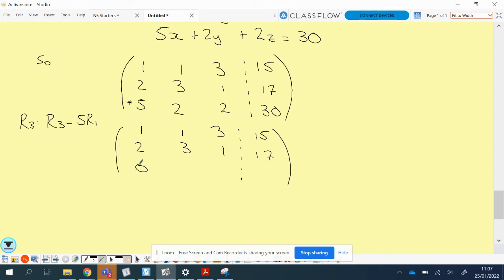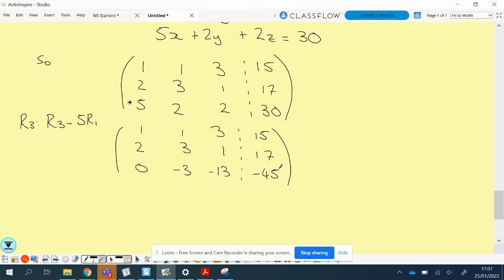2 take away 5 lots of 1. That's 2 take away 5, which is minus 3. 2 take away 5 lots of 3, or 5 lots of 3 are 15. 2 take away 15 is minus 13. And 30 take away 5 lots of 15. 5 lots of 15 are 75, I think. So 30 take away 75 is minus 45. But the main thing is I managed to get a 0 in that bottom corner there.